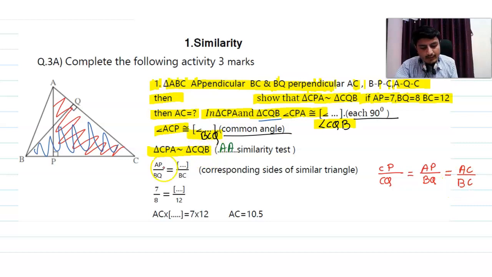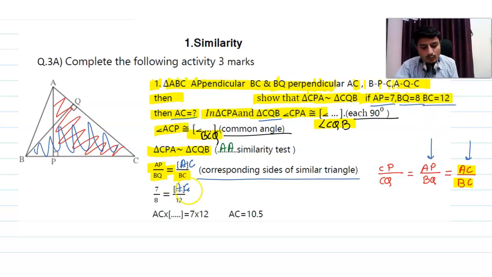Look at the activity we have given here. AP divided by BQ equals AC divided by BC, the corresponding sides of similar triangles. Try to replace by their values. AP is 7, so 7 divided by BQ, which is 8, equals AC, which we have to evaluate, so keep AC as it is, divided by the value of BC, which is 12.